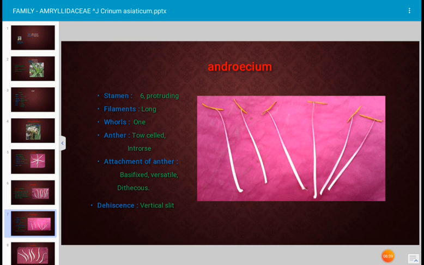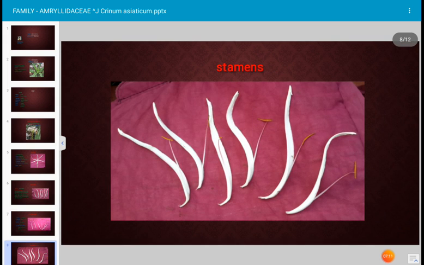Okay. Attachment of the anther is dorsifixed, not basifixed. Anthers are versatile, free moving, and dithecous. Okay. And dehiscence is by a vertical slit. A vertical slit is formed. Okay. Next. These are the stamens arranged opposite to the tepals, shown in the photograph.